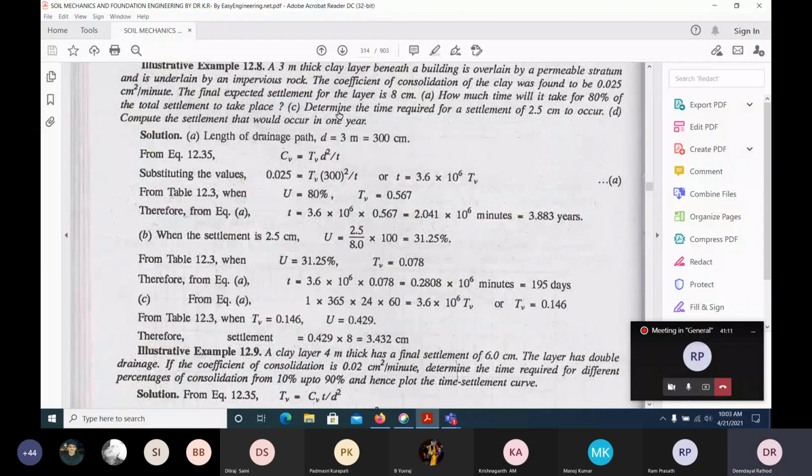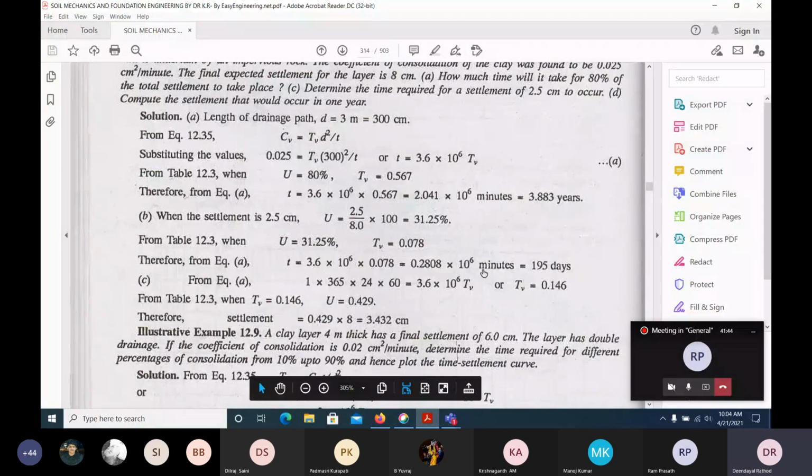Here, determine the time required for a settlement of 2.5 centimeter to occur. That means for 2.5 centimeter, how much percentage of consolidation? It is 31% of the consolidation. For 31%, what is the value of TV? From there you will get it. It takes 195 days. Understand?